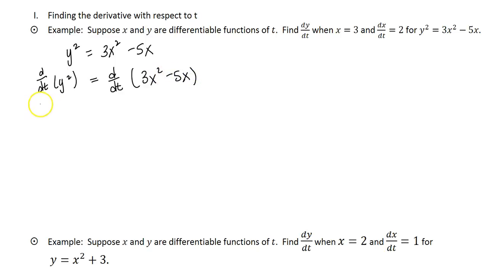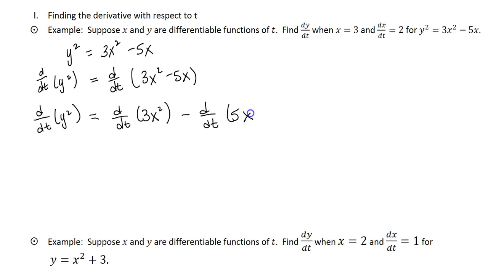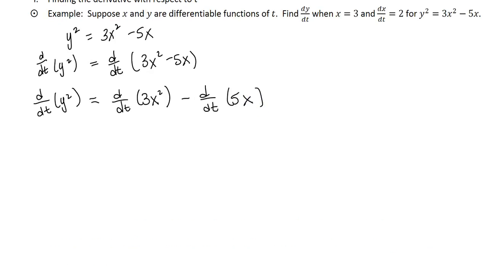And then I'm going to split that up. Like so. Now you may notice that for all three of these derivatives, I now have a variable mismatch. None of them match. So for every single one of these derivatives, I'm going to have to multiply by d whatever variable I'm looking at over dt. So the derivative of y squared is 2y times dy over dt. Here I'm going to have 6x times dx over dt, because again, these variables don't match. And here I'm going to have minus 5 times dx over dt.